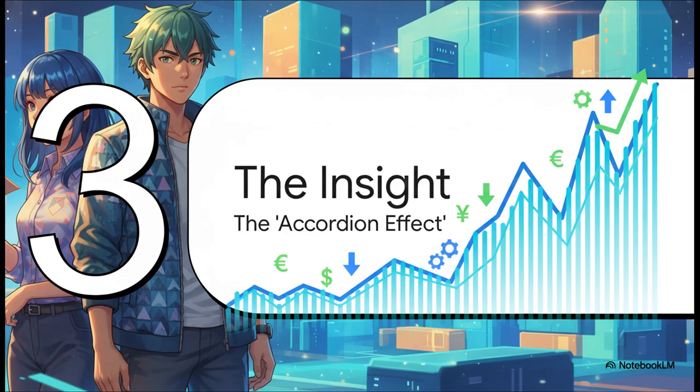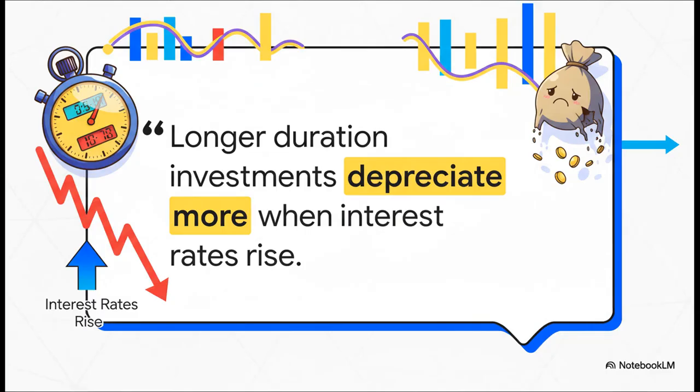This simple comparison actually highlights something much bigger about how markets work. It's an idea I like to call the accordion effect. At the end of the day, it all boils down to this one simple rule. The longer the duration, the more an investment's price is going to stretch and shrink whenever interest rates change. Higher duration simply means higher sensitivity.